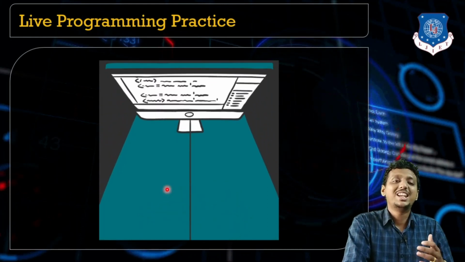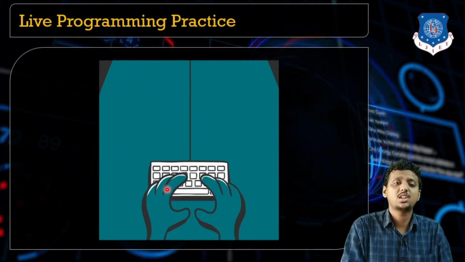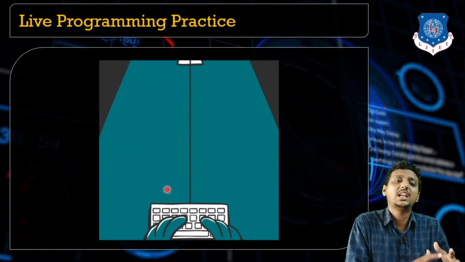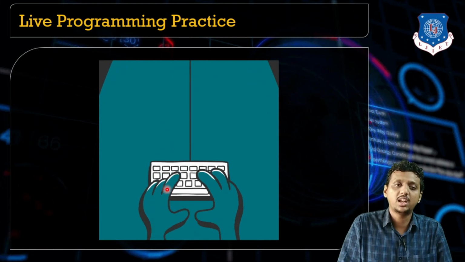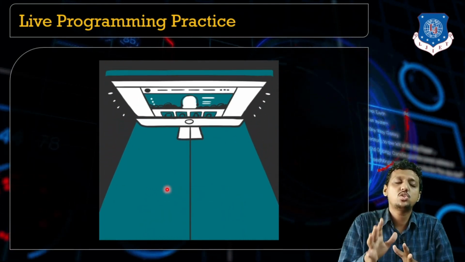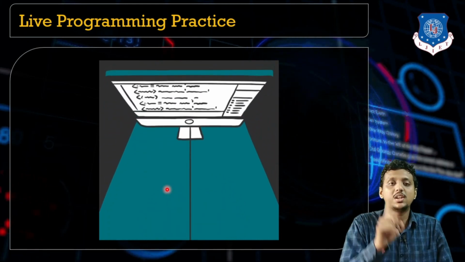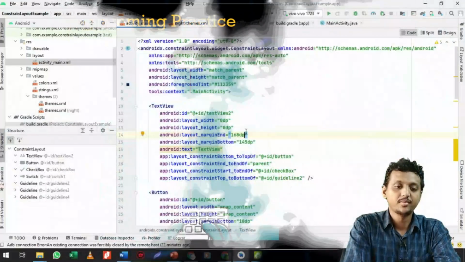So now let's check some basic practical of the constraint layout. I again want to say that in this constraint layout we are not going to run the practical. We are just going to see the changes in the mobile activity screen. Okay, so let's begin with the practical first.